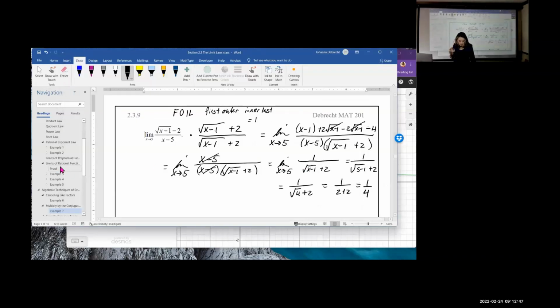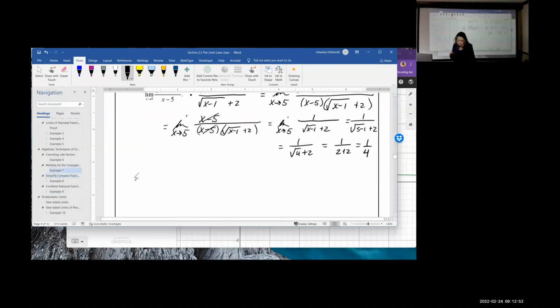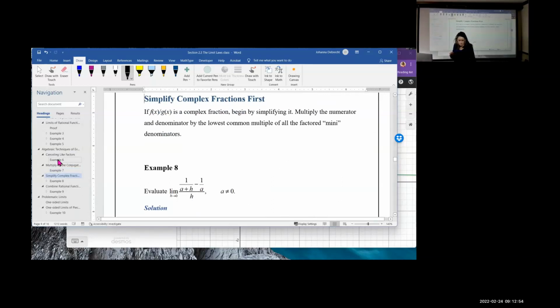Okay, let's take a look now at another technique, which is simplifying complex fractions. So what do you do if you have a complex fraction? The main thing is to begin by simplifying it if you can. Multiply by the lowest common multiple of all the many denominators. So when you have a complex fraction, you have a fraction in a fraction. So you want to take all the little denominators, multiply their factors together. That gives you a common denominator. And you want to multiply that over itself.